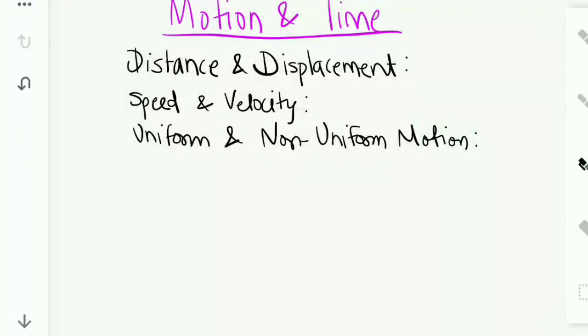Welcome students. We'll study motion and time today. In this, we'll study first distance and displacement. Then we'll study speed and velocity. And at the end, we'll study uniform and non-uniform motion.